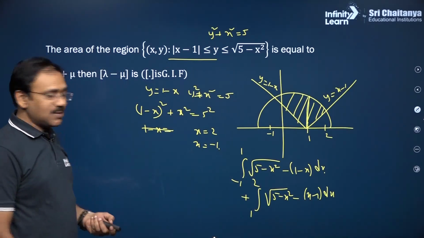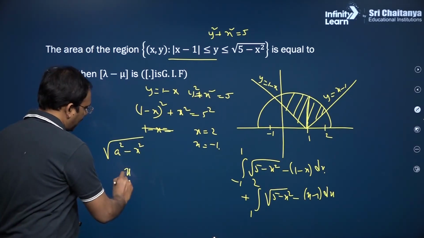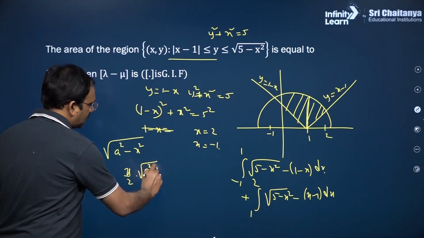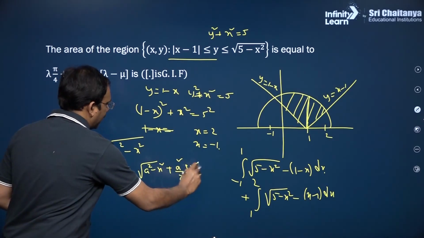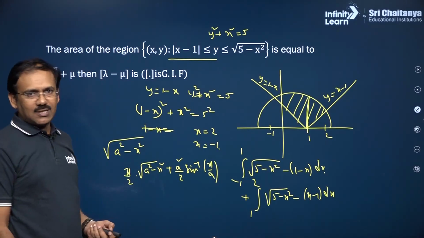Root of a² − x², I think you know, its integral is x/2 into the given function, that is root of a² − x², plus a²/2 into sin inverse x/a. You can apply this. This formula helps you in finding this integral.